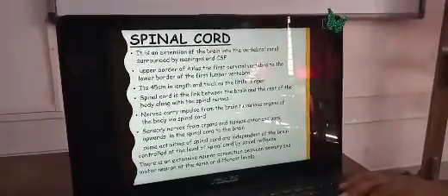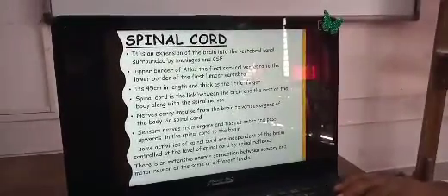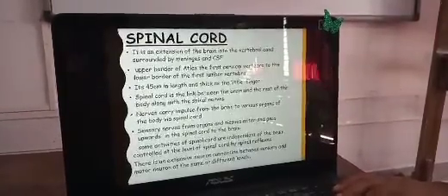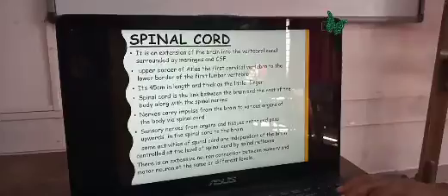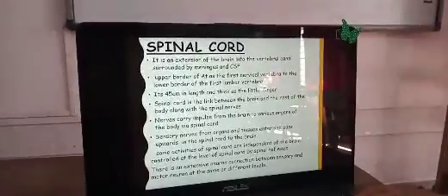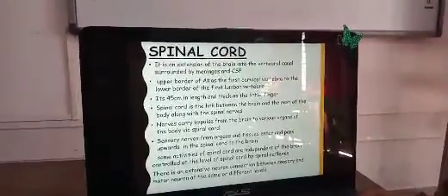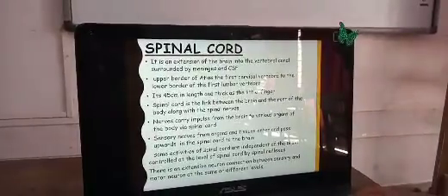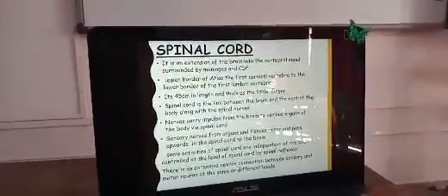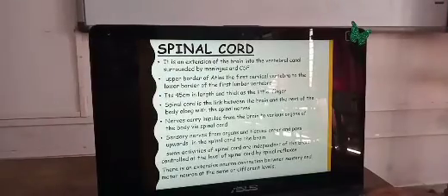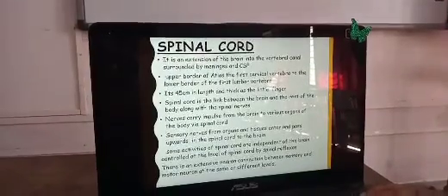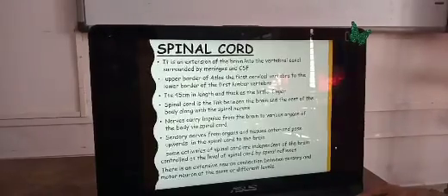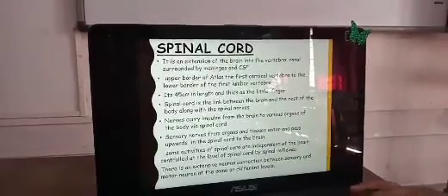The upper border of atlas, the first cervical vertebra, to the lower border of the first lumbar vertebra is the extension of the spinal cord. Now the spinal cord, we all know, is an extension of the brain into the vertebral canal surrounded by meninges, and from the brain it continues down by getting into the upper border of atlas.